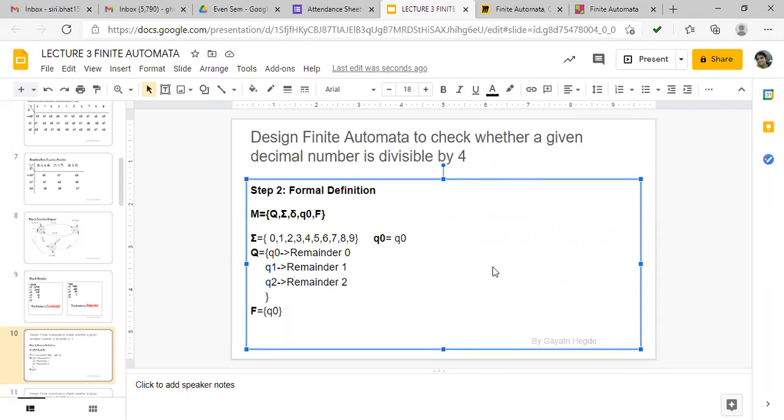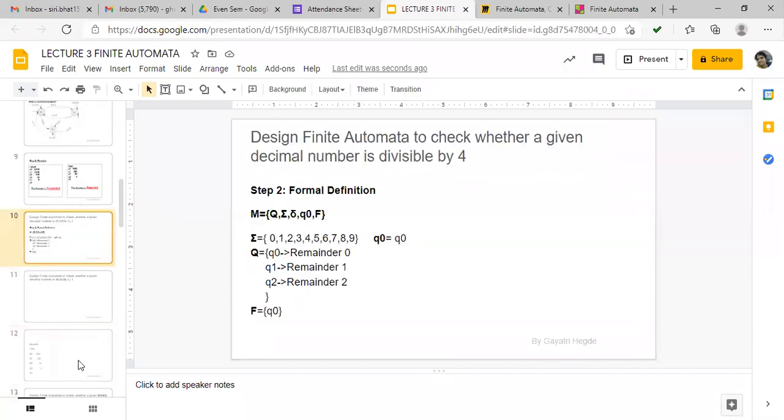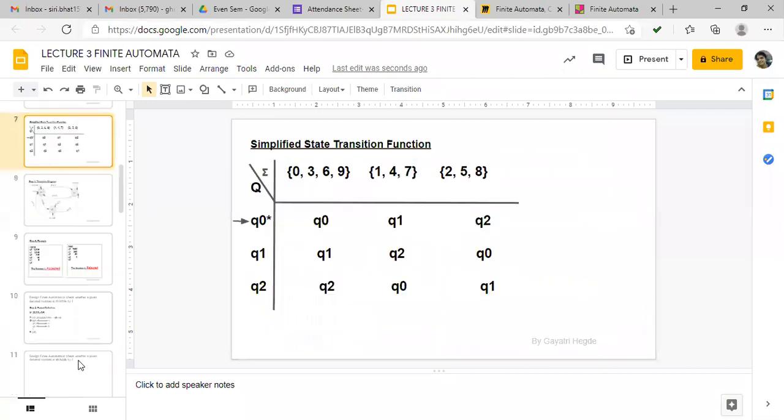The students who had given Q3 as the final state, I hope it is clear now. So don't confuse. If you have any confusion, let me know. We'll clear it. So this is about the formal definition.